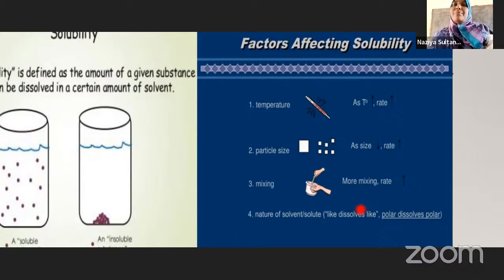Coming to the last but not the least, the nature of the solute and solvent. It is best told by one simple sentence: like dissolves like. That means polar compounds are soluble in polar solvents, and non-polar substances are soluble in non-polar solvents.